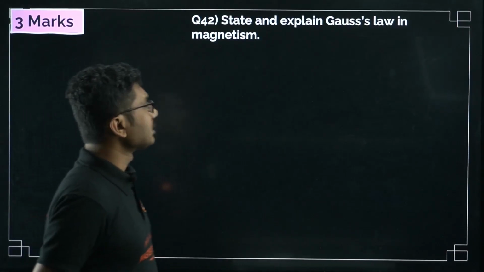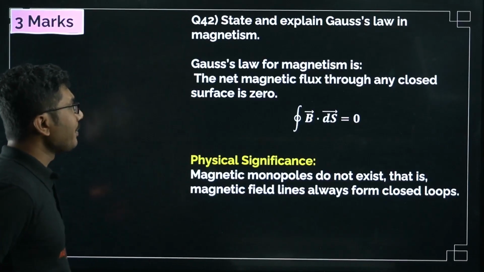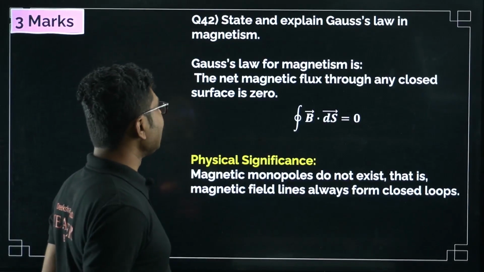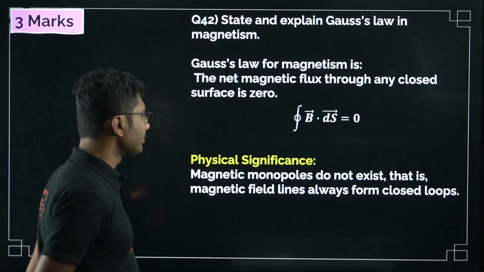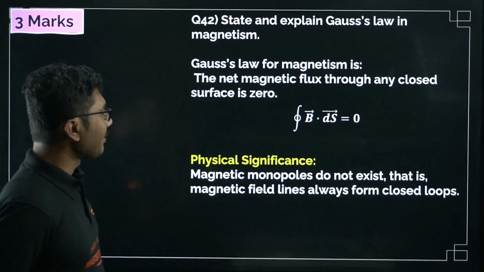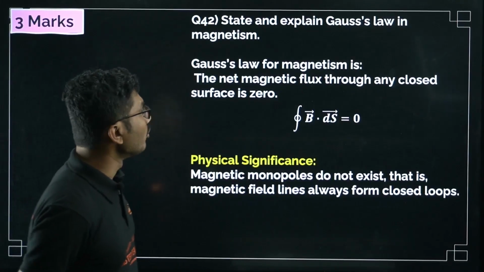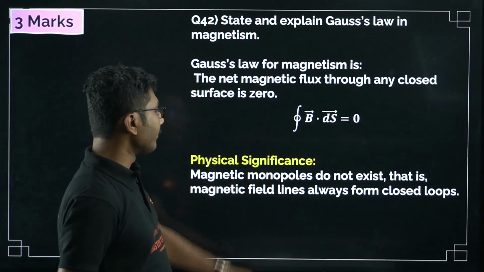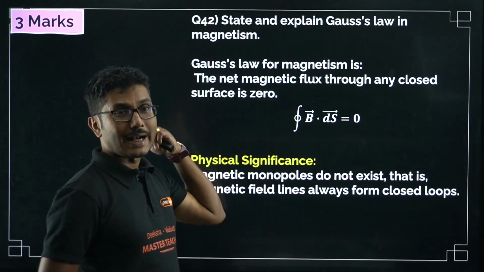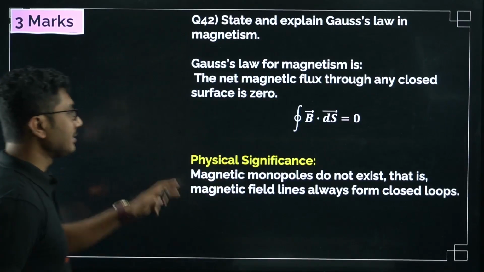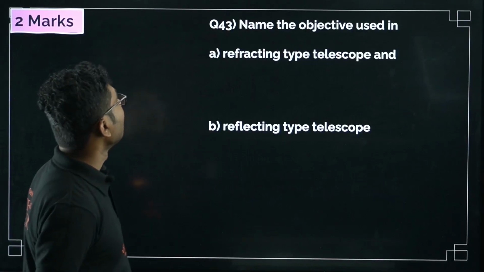State and explain Gauss's law of magnetism. Gauss's law of magnetism says the net magnetic flux through any closed surface is 0, that is, B dot dS equals 0. Physical significance: magnetic monopoles do not exist, that is, magnetic field lines always form closed loops. Now, no physical significance is asked here, but that might be asked as a 3-marker question. That is why I have added this part as well.